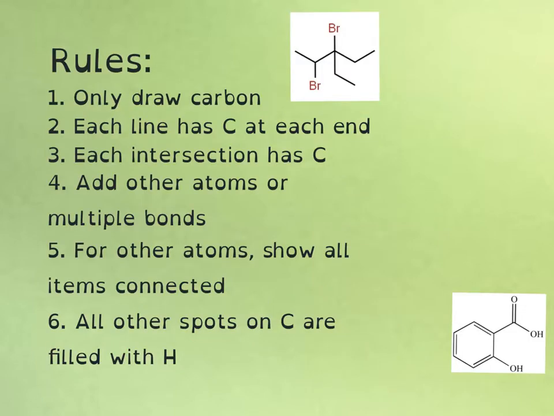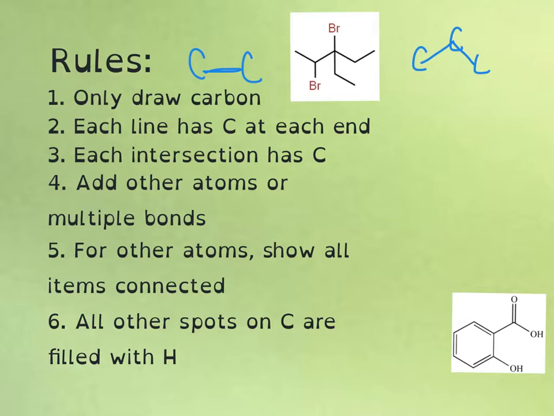So here are the rules with respect to drawing the skeletal structures. We only draw carbons, and carbons are represented as the lines. Each line has a carbon at each end, so anytime you see a line, we would assume that there's 2 carbons there. You can't draw a skeletal structure for a single carbon because you'd have to have just a dot. Each intersection, anytime that you see a zigzag, is going to have a carbon. So for this zigzag, we would have 3 carbons.